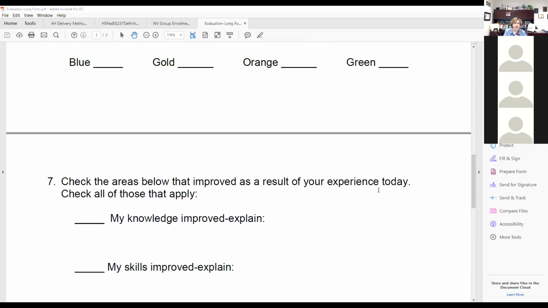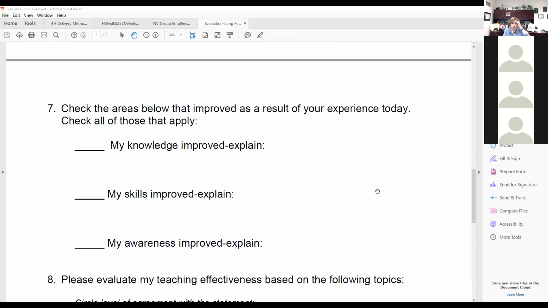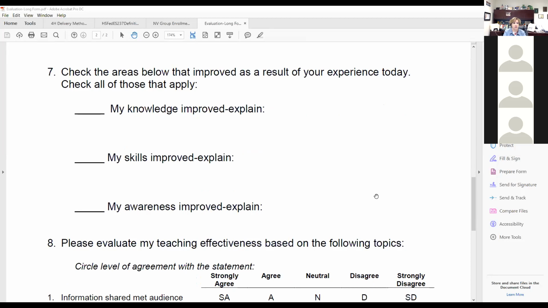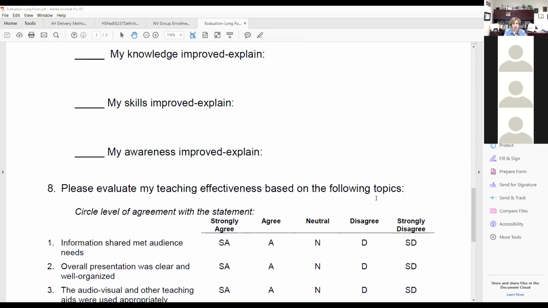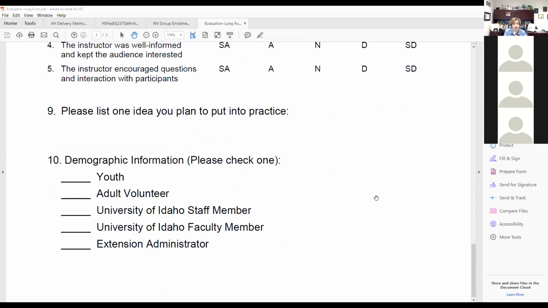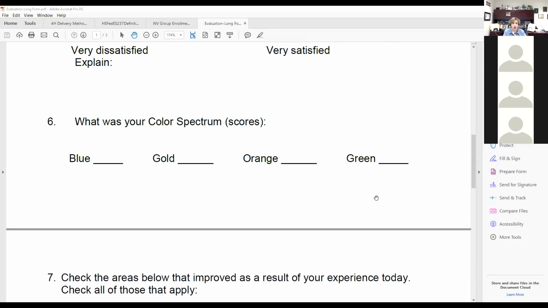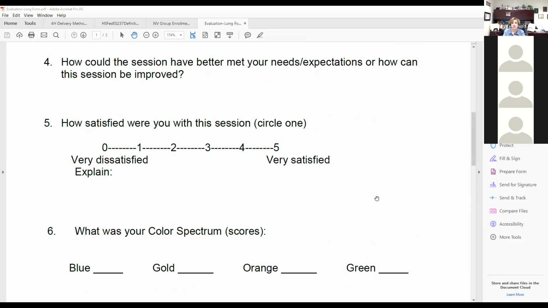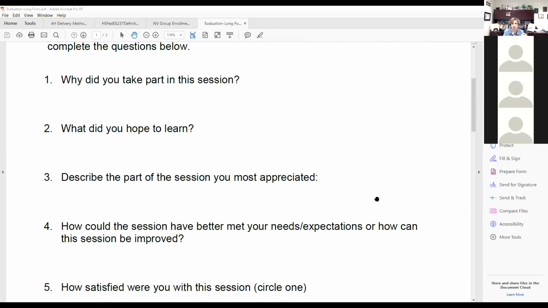And here's where I get to that level 2 evaluation. Did their knowledge improve? Tell me how it did. Did your skills improve in this area? Tell me how. Did your awareness improve in this topic area? Explain that. And then we had to do an evaluation tool for the university. That was a required piece. So this is just one example, and I honestly use this tool.